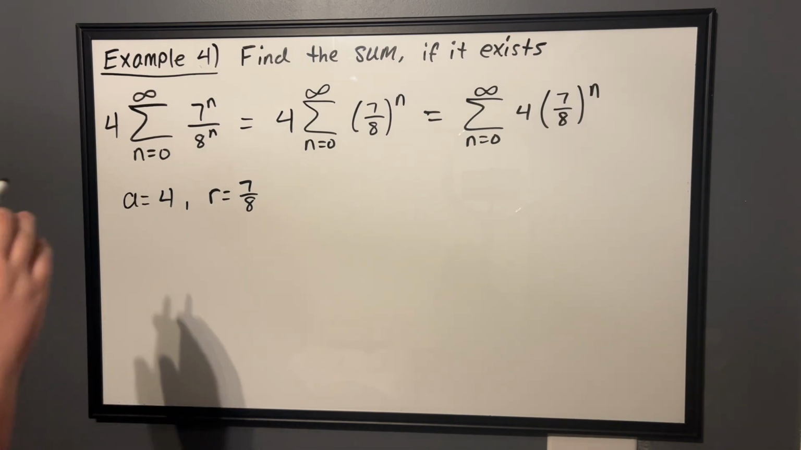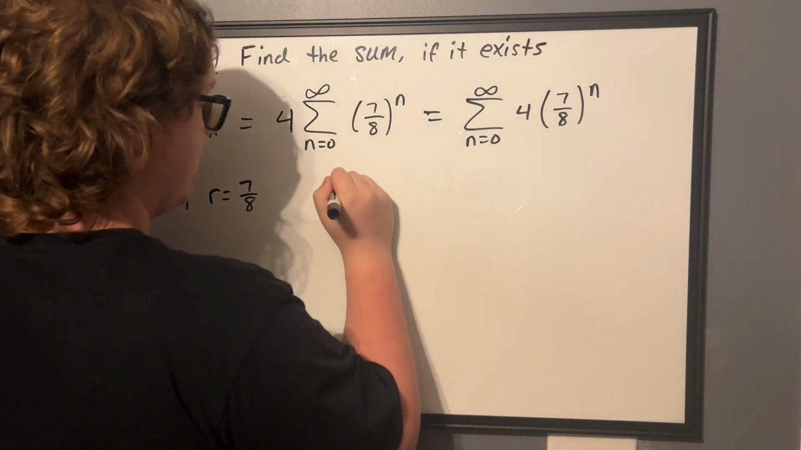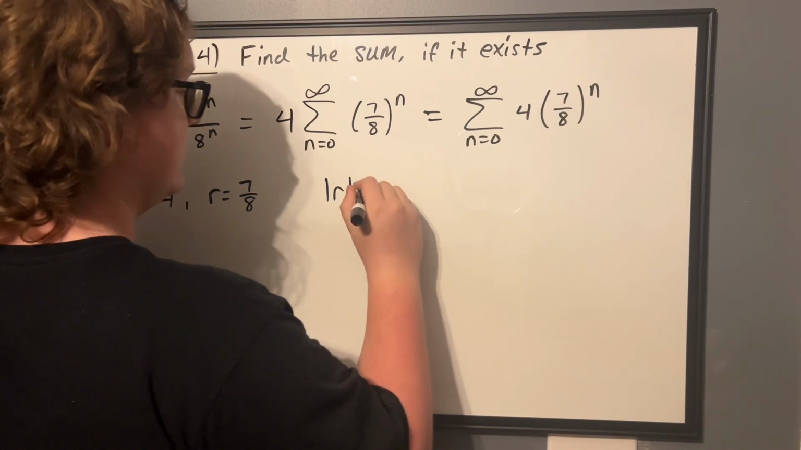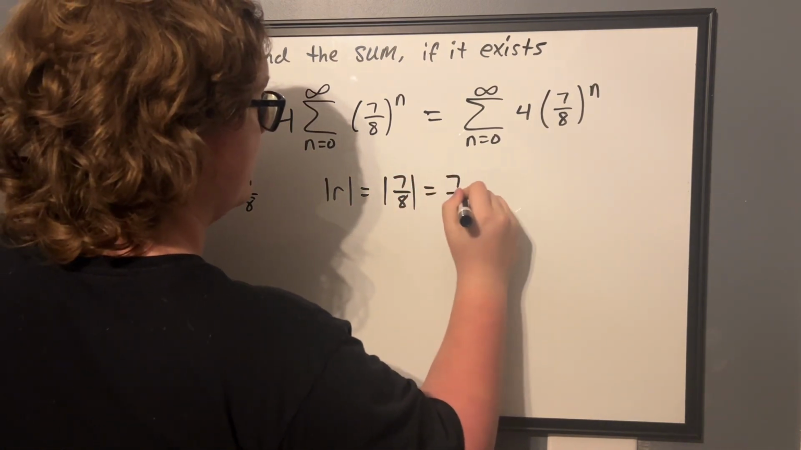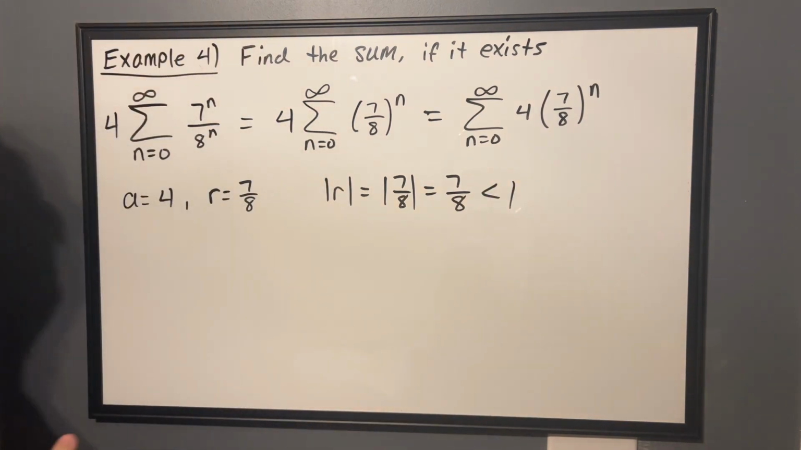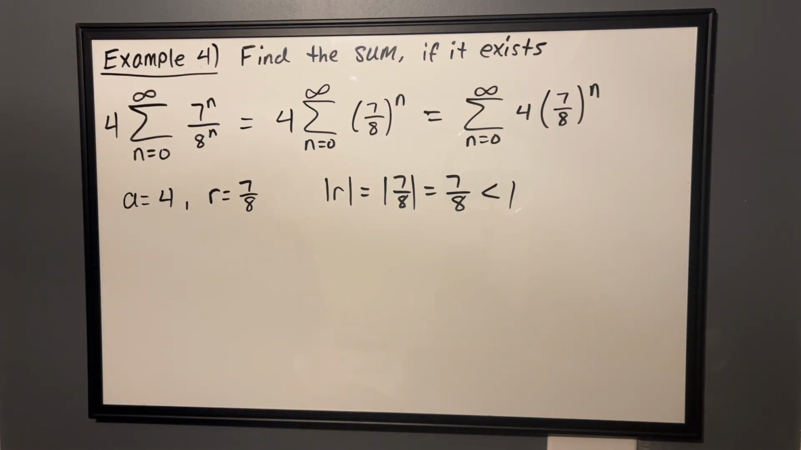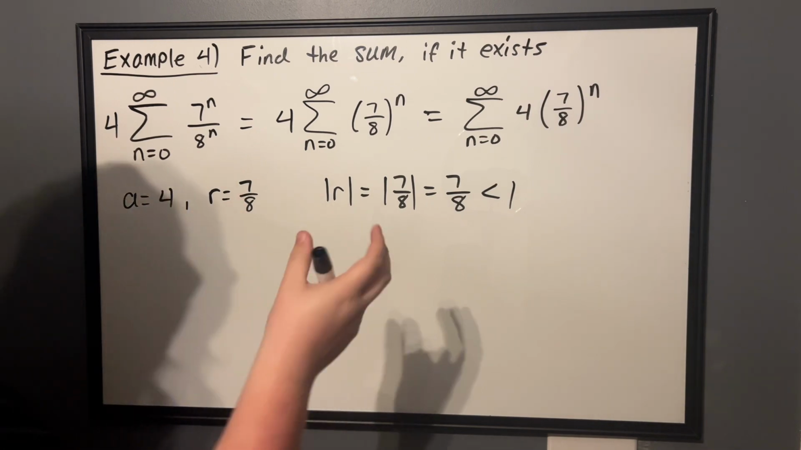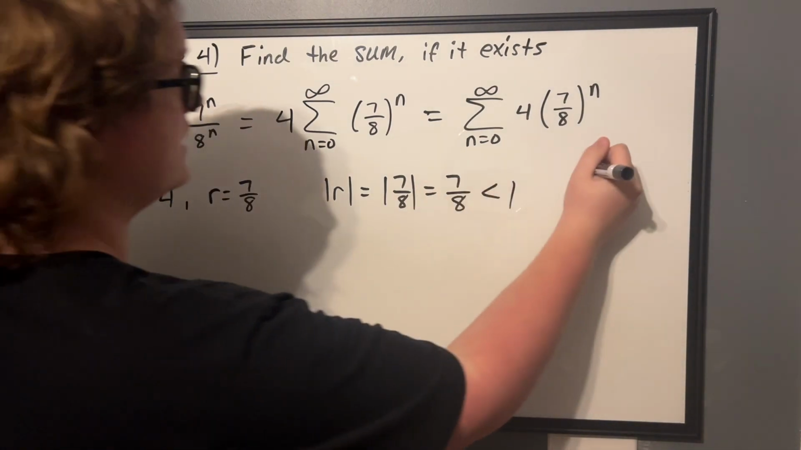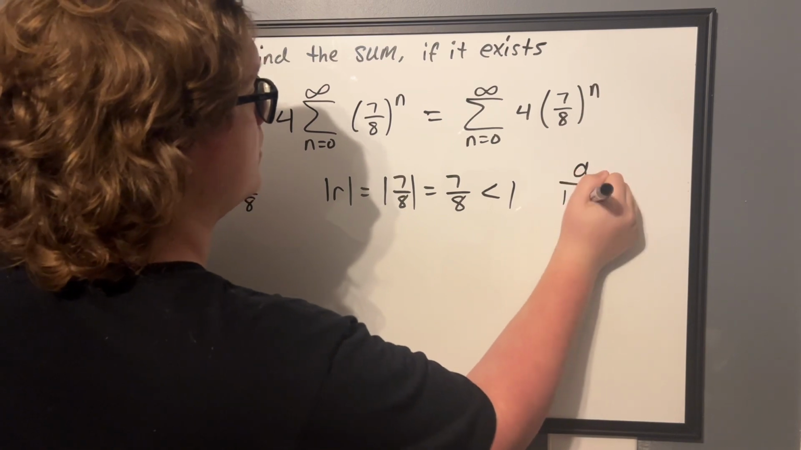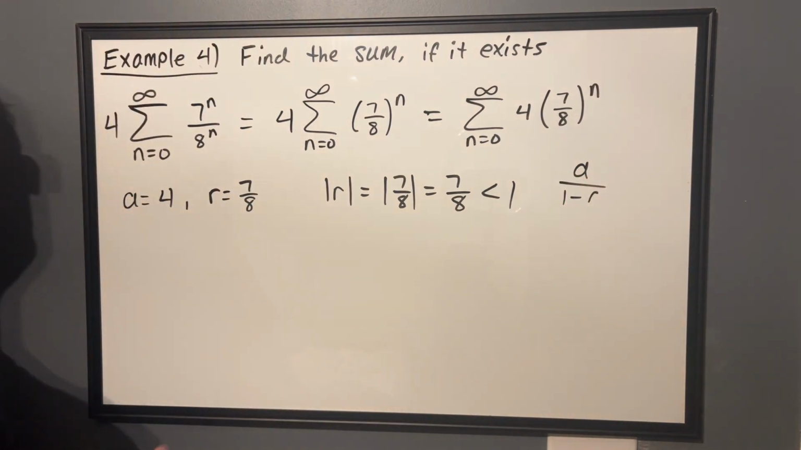Okay, so then again, we need to check the absolute value of r. So remember, the absolute value of r is equal to the absolute value of 7/8, which of course is equal to 7/8, and that is less than 1. So this series will converge, which means we can use the direct rule for the convergent series. So of course that is a over 1 minus r will apply here.